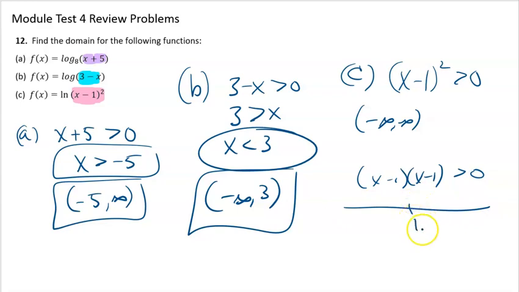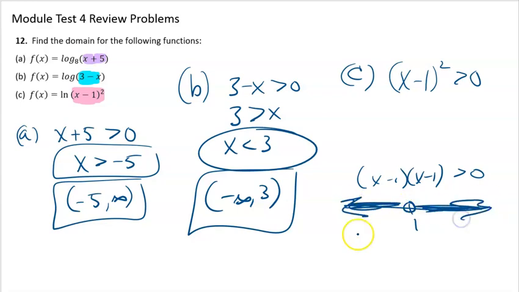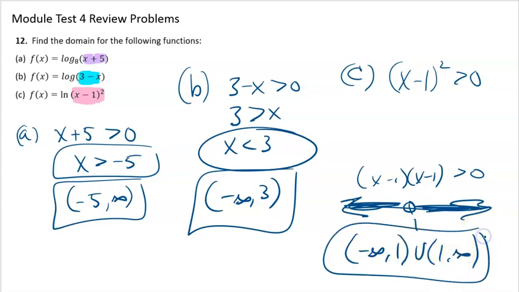Okay. Actually, there's a number I forgot about, right? What if we plugged in 1? It wouldn't be greater than 0. So we'd have to take 1 out, but everything else would make that true. So actually the domain is negative infinity to 1 union 1 to infinity. Almost got myself in trouble there because I forgot about what if we plug in 1 because it can't equal 0.